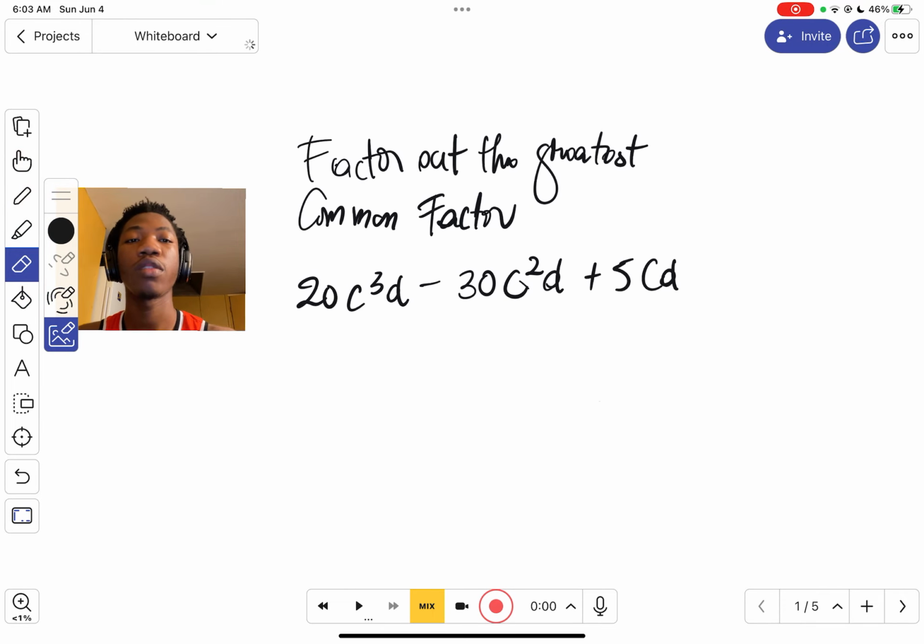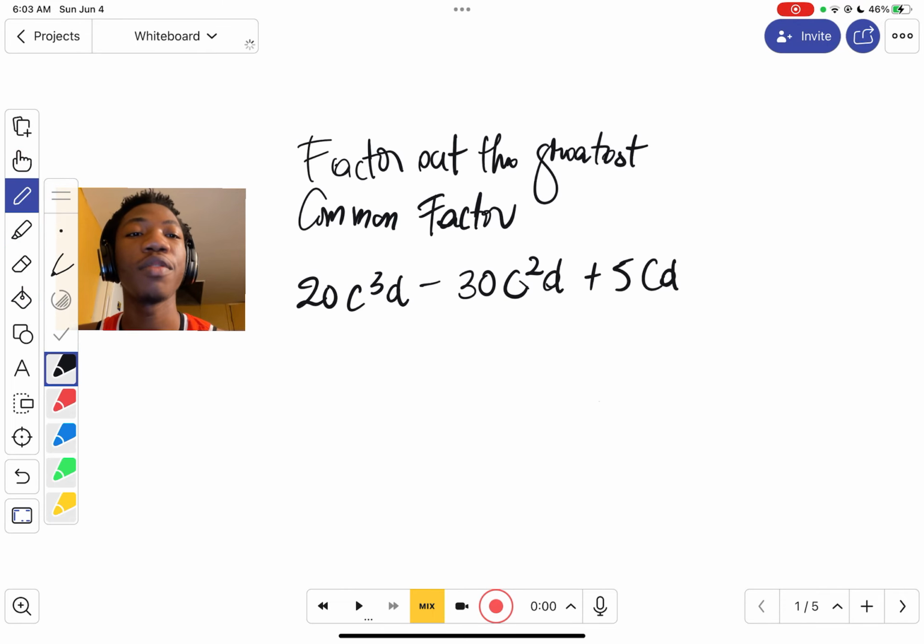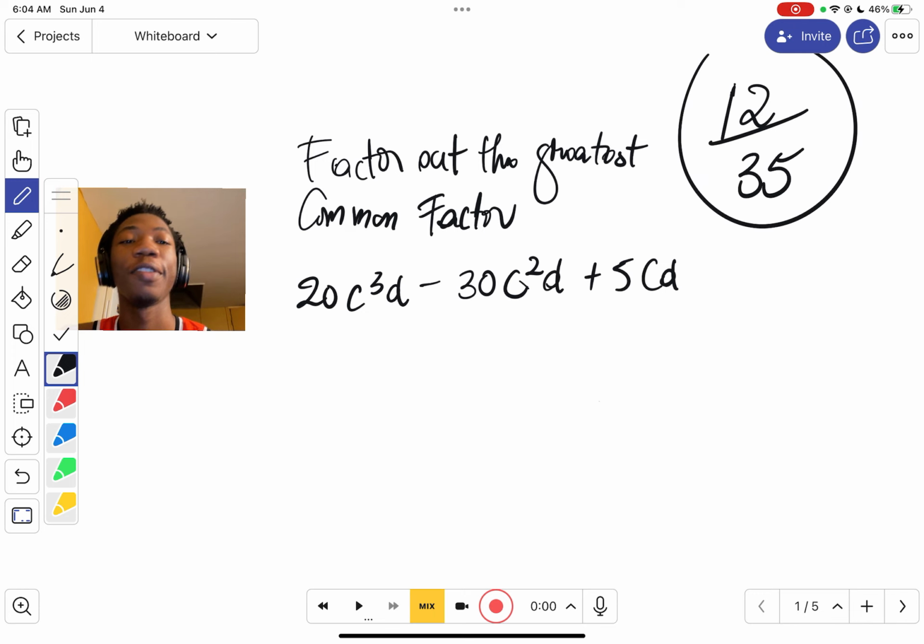Let's go, let's go, let's go. 12 over 35, we can do it. It's not even 15 over 35 yet. Let's say 5, 12 over 35, so let's go.